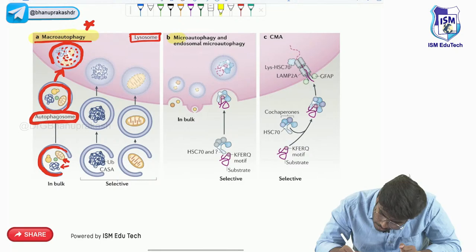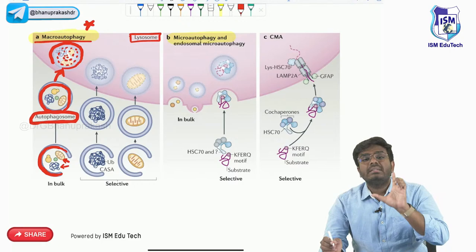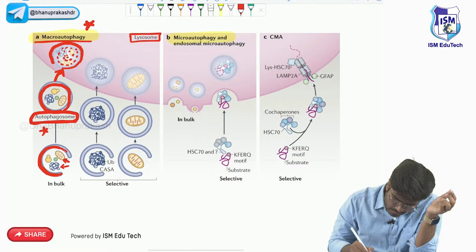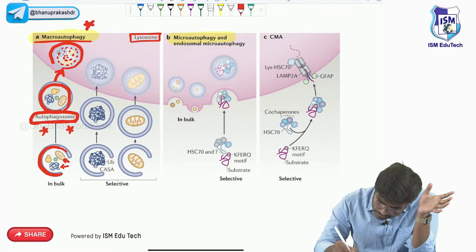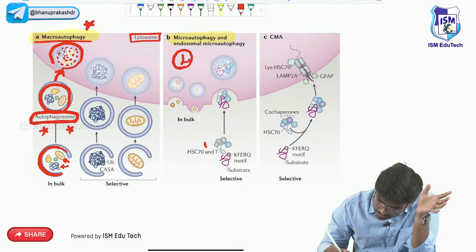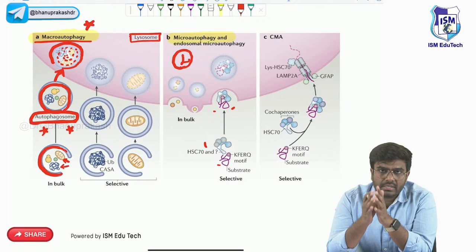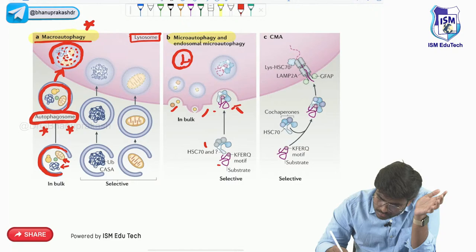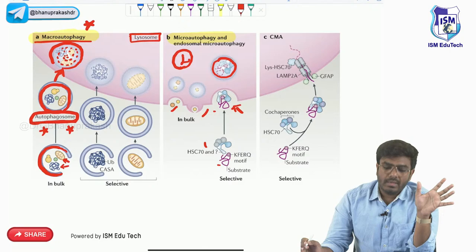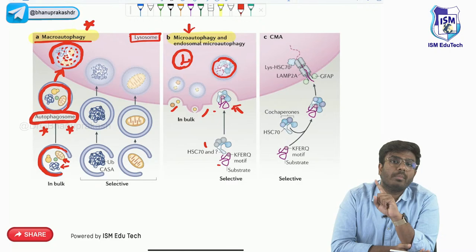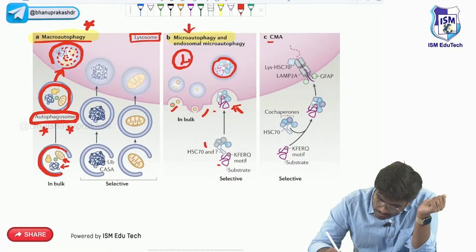Now, let's concentrate on microautophagy. What exactly happens in microautophagy? There is no formation of autophagosome. Here the lysosome directly takes up the molecules, the ribosomes, mitochondria, whatever cell organelles are there. These are directly taken up into the lysosome, and inside the lysosome those substances are broken down. So in microautophagy there is direct uptake, no formation of autophagosome. Now, the last type of autophagy is chaperone-mediated autophagy.